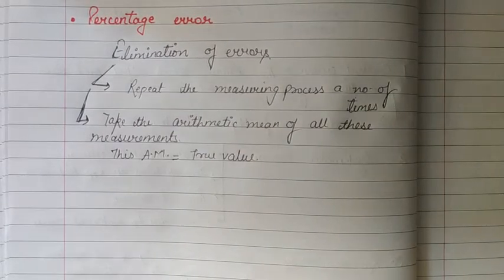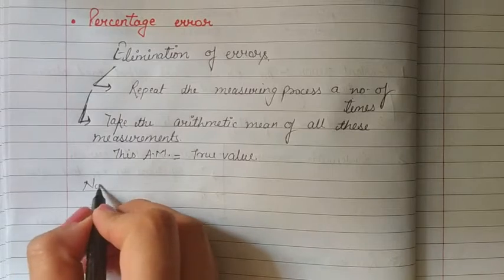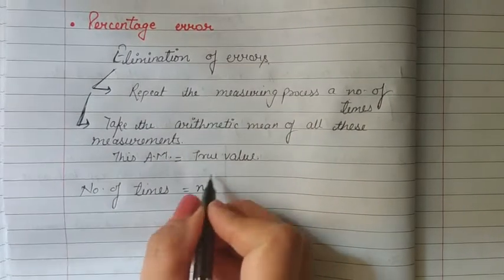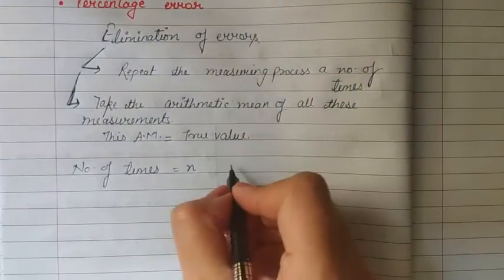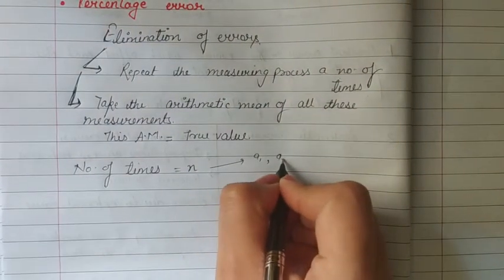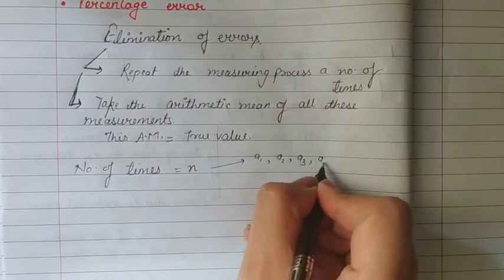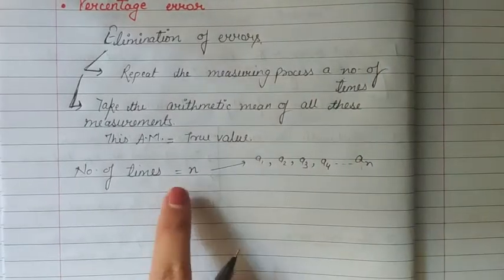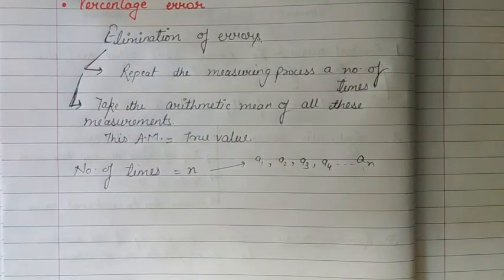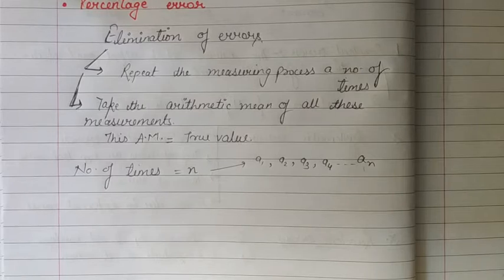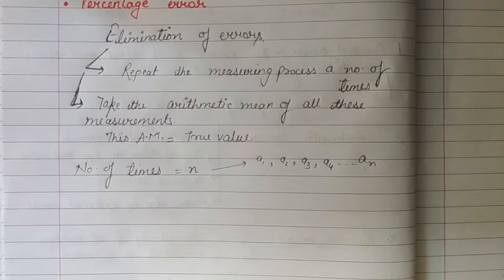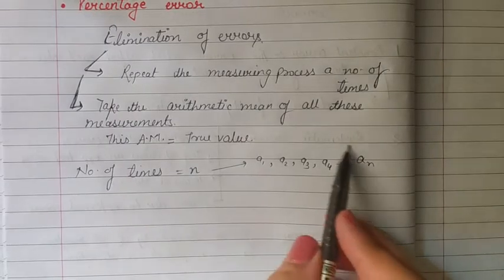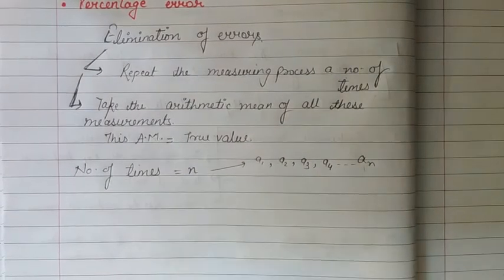Now mathematically we can write it as, suppose I repeat a process n times to get n measured values for a physical quantity. So the number of times I repeat the process is n, and in this n times I get the answers a1, a2, a3, a4 up to an. So these are all the measurements that I obtained during these n times. Now I want to find its true value. What will be the true value of that physical quantity? Then that true value is actually equal to the arithmetic mean of all these answers that I get.